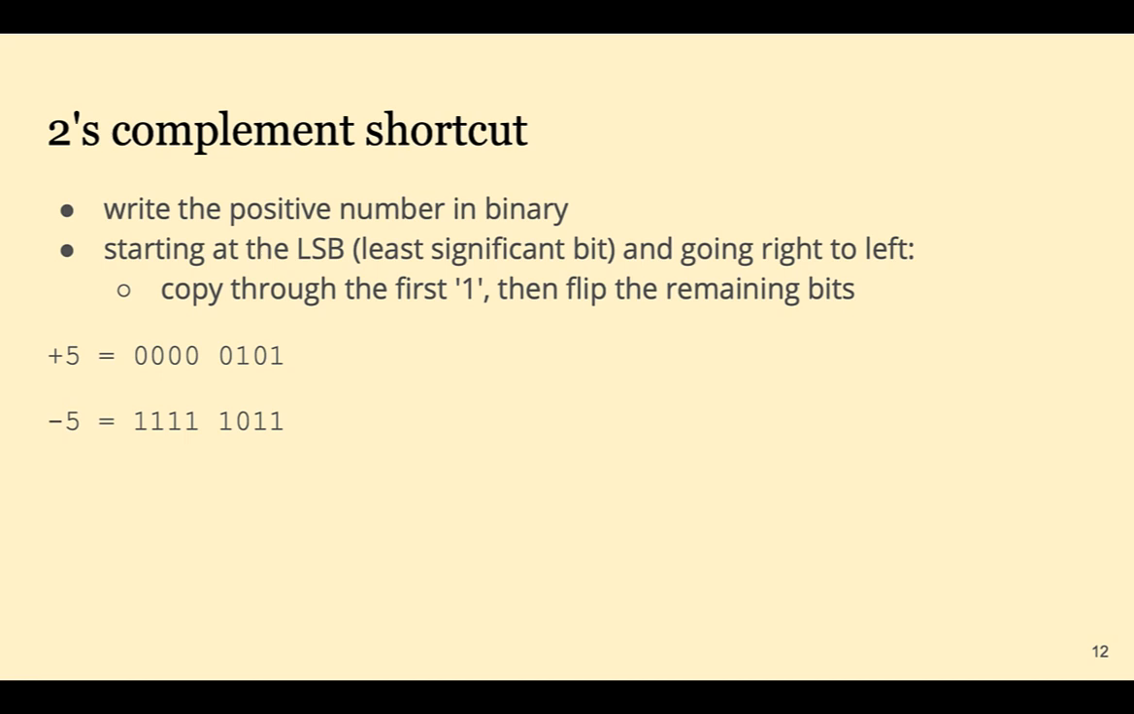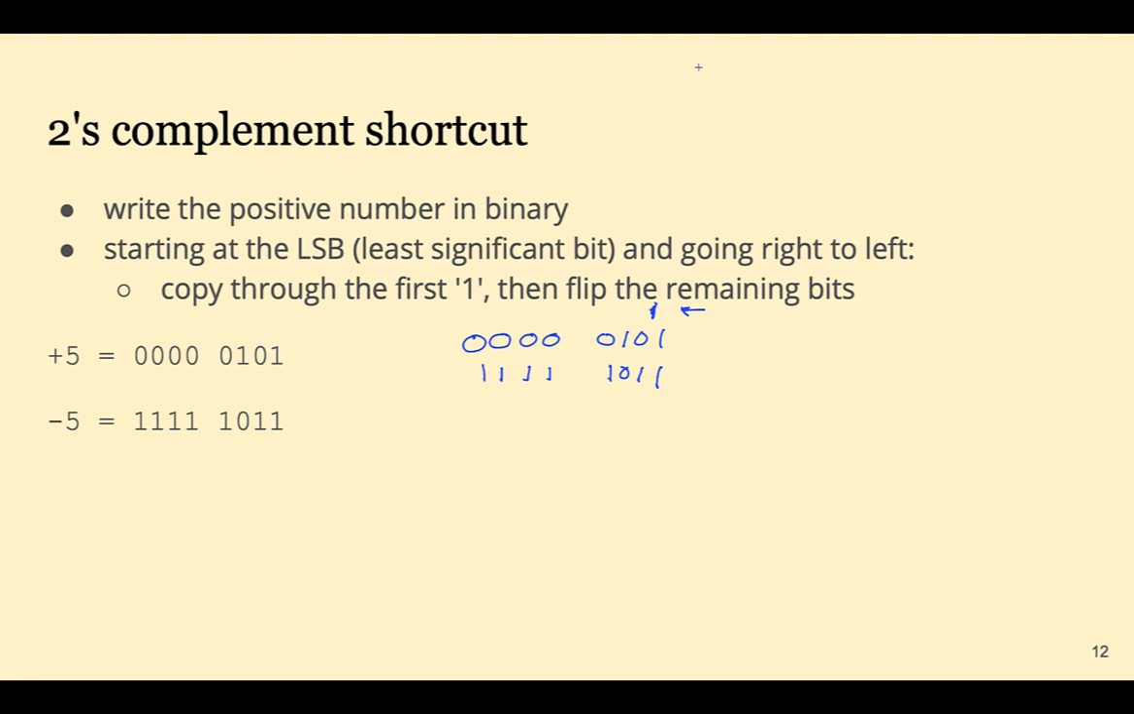Now I'm going to show you a shortcut method. So it starts off the same. We write the number in its positive form, so using 5 again, and I'll use 8 bits. Here's 5 in its positive form. And then the idea is going right to left, we're going to copy through the first 1, which we hit right here. And then from then on, we'll invert all of the bits.